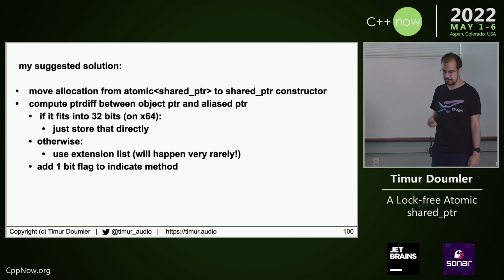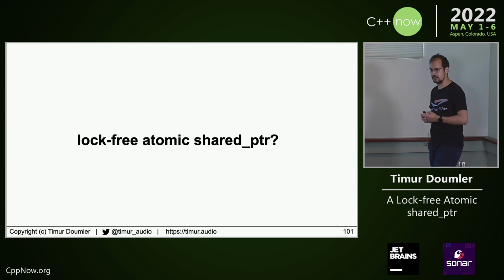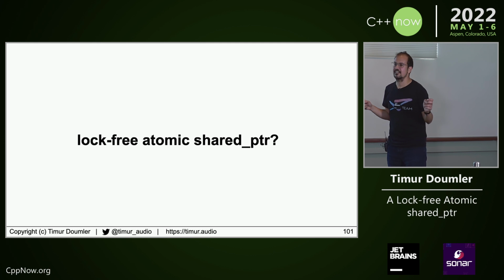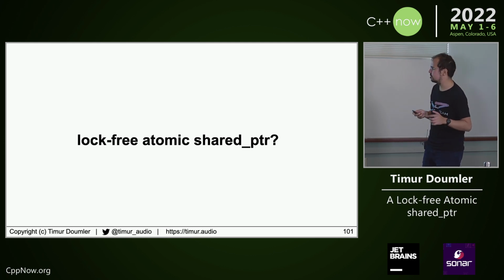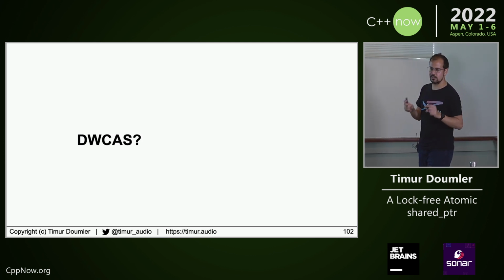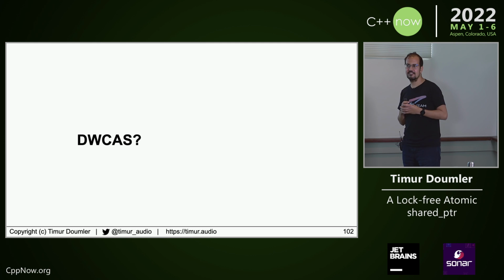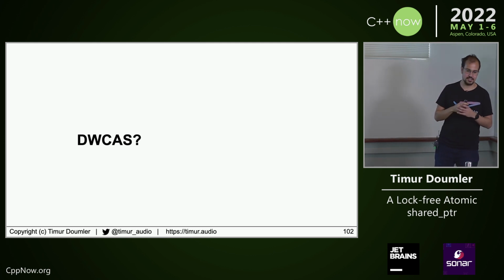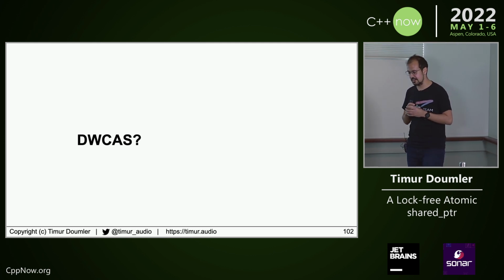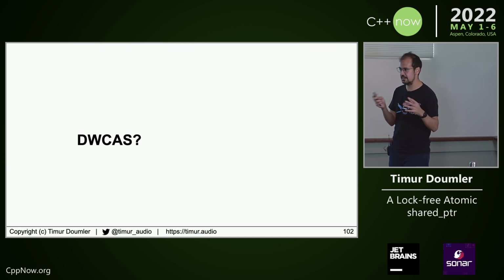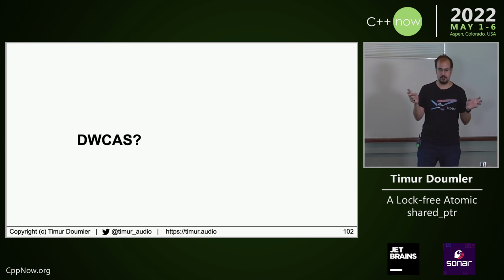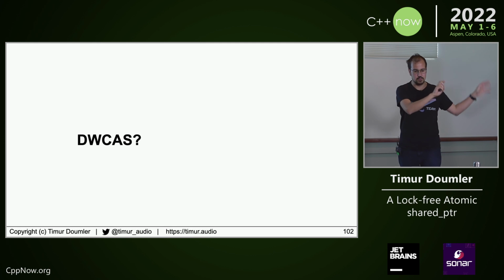So that works. Do we now have a lock-free atomic shared pointer? Are we now done? Well, there's another problem. This relies on double width compare and swap. Do we have double width compare and swap? And this is also very confusing, or it was for me when I was trying to figure this out, because I heard very different things from very different people. Some people said, oh yeah, of course, double width compare and swap, every CPU can do this these days.